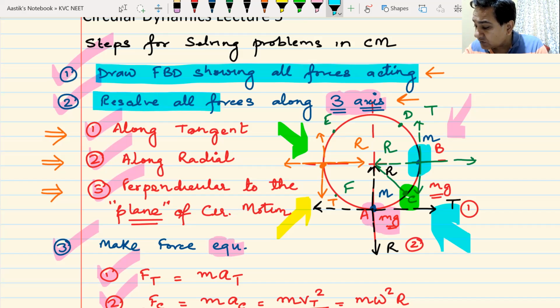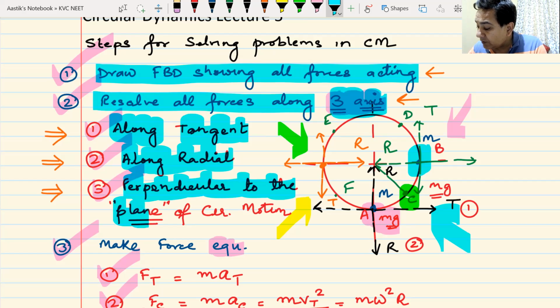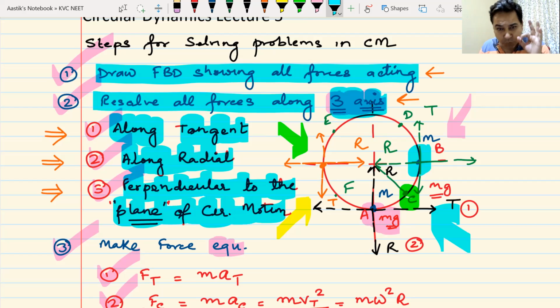Second is resolve all forces along three axes, and we have talked about these three axes. The first axis is along the tangent in the direction of motion. The body is moving in a circular path. The direction of velocity is always tangential. Please remember that it is always tangential. So this is in the direction of motion. One is along radial, or you can call it towards the center, centripetal direction or radial direction or normal direction. And the third one is perpendicular to the plane of circular motion.